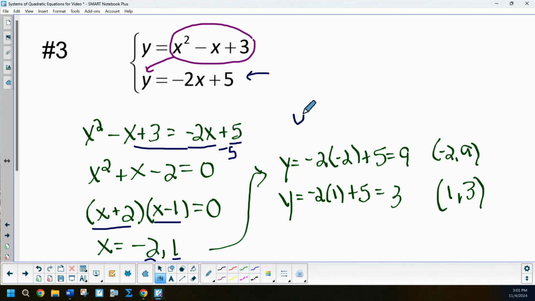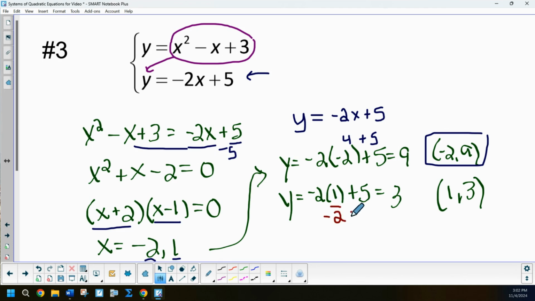So I'm, again, putting my x values that I just found into this equation, negative 2x plus 5. So put negative 2 in here. I get negative 2 times negative 2 is positive 4. Positive 4 plus 5 is 9. And so I write that as an ordered pair because x is negative 2, and that gives me y is 9. And the same thing for the second one here. I'm putting 1 into my equation. So negative 2 times 1 is negative 2. Negative 2 plus 5 is positive 3. So my point is (1, 3).